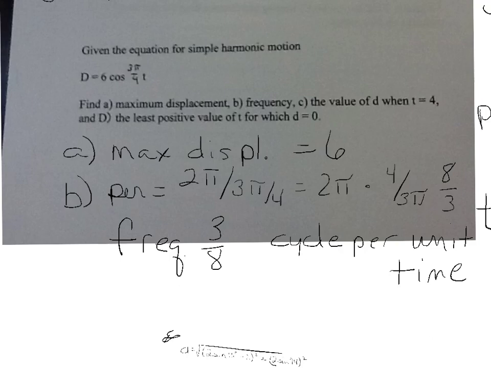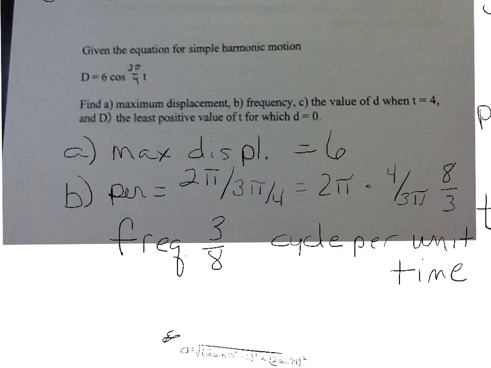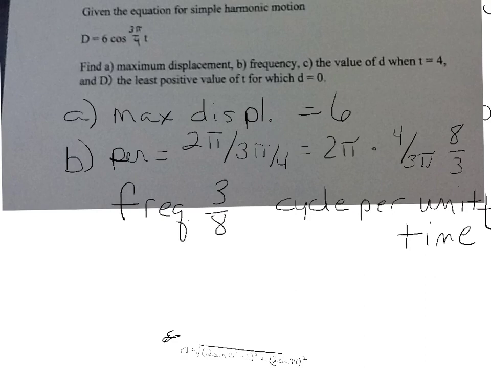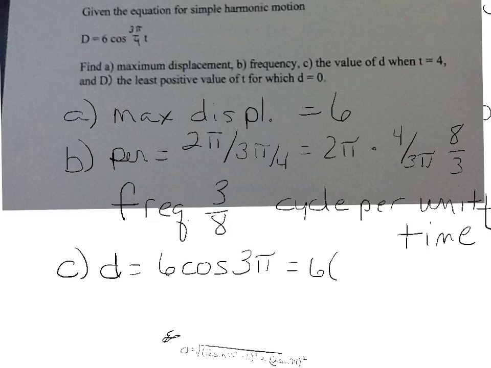C says to find the value of D when T is 4. So how do you think we're going to do that? Plug it in. So distance equals 6 times the cosine of 3 pi over 4 times 4. What is the cosine of 3 pi? -1. So distance is -6 when time is 4.